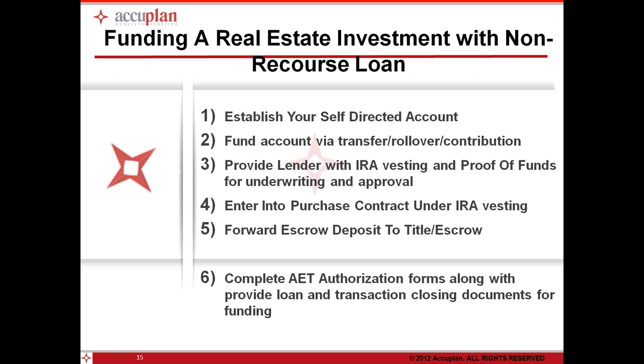Once again, item number 6 here, you're going to complete our internal authorization forms as part of your packet. And once those documents are completed and signed, usually within 3 business days of a complete packet, we can actually fund the transaction for your transaction to close as it relates to the entire real estate transaction. So that's pretty much what we have to cover for today.